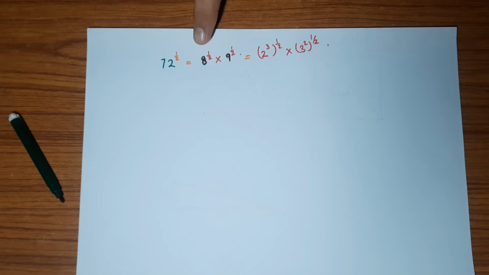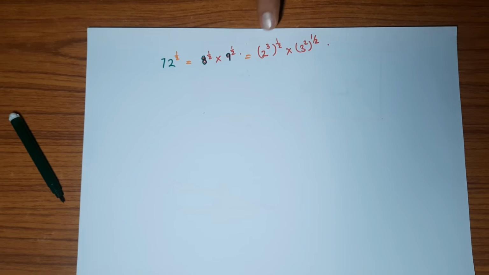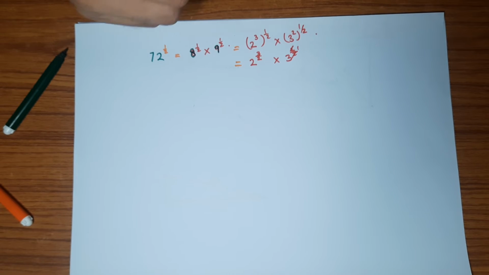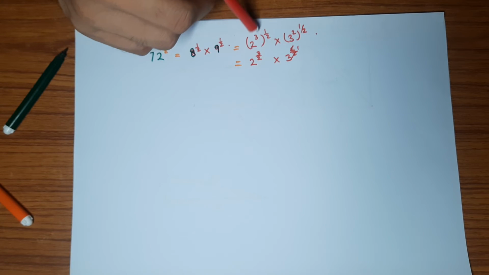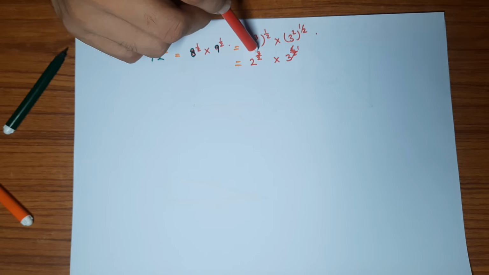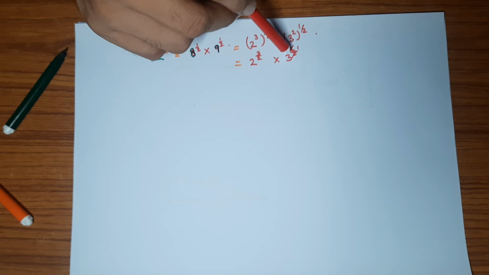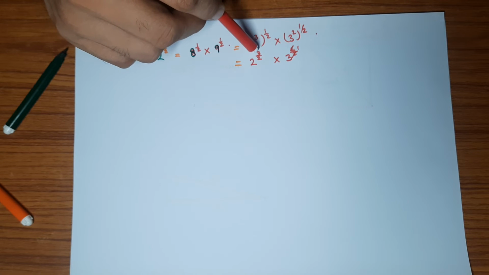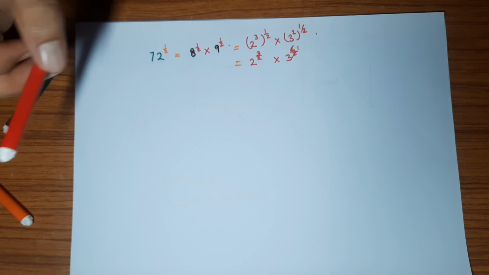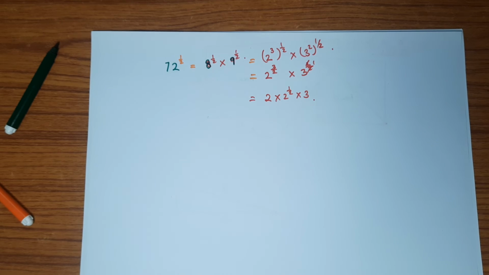Okay, so that's 8, right? So 8 is 2 cube, 9 is 3 square. So I have written 2 power 3 power half and 3 power 2 power half. Okay, so that is 3 times 1 by 2, which is 3 by 2, and 3 to the power of 2 times 1 by 2, which is 1. So this is just 3, and this is 2 to the power of 3 by 2, 1 and a half. So it is 2 power 1 and a half. 2 power 1 is a proper 2, so that's 2.